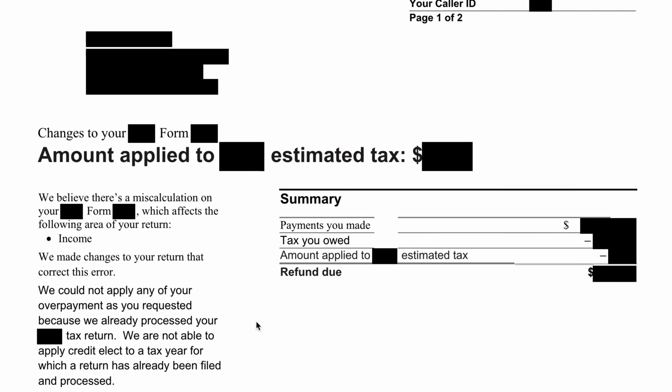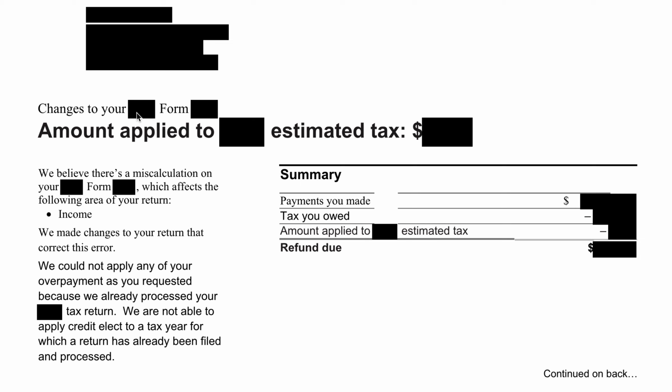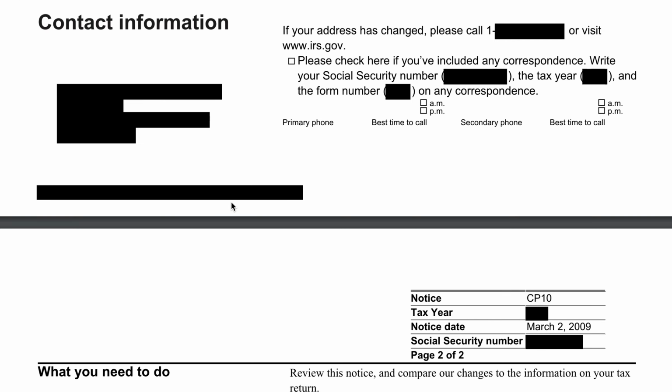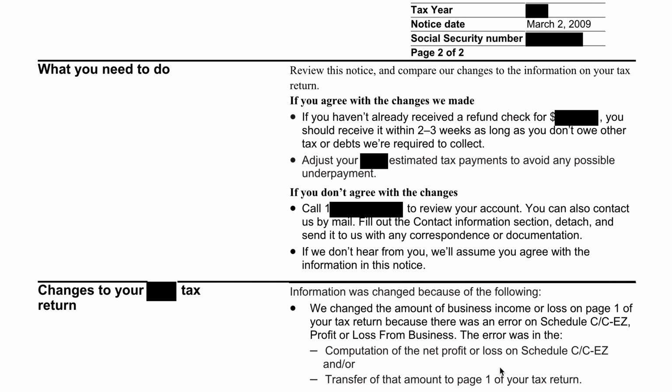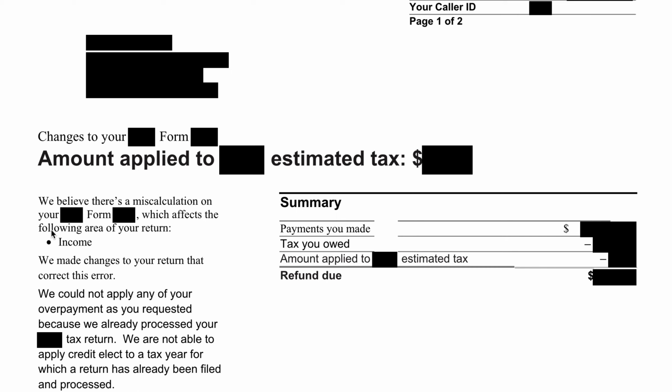So we're going to do a little bit of guessing here. These are changes to whatever tax form happened to be here. I'm going to guess that because they mentioned Schedule C down here, this is probably someone's Form 1040. They're reporting income, and in this case, there was a mistake that resulted in a refund, but they could not apply the overpayment as you requested because the IRS already processed your tax return. And they cannot apply a credit to a tax year for which a return has already been filed.